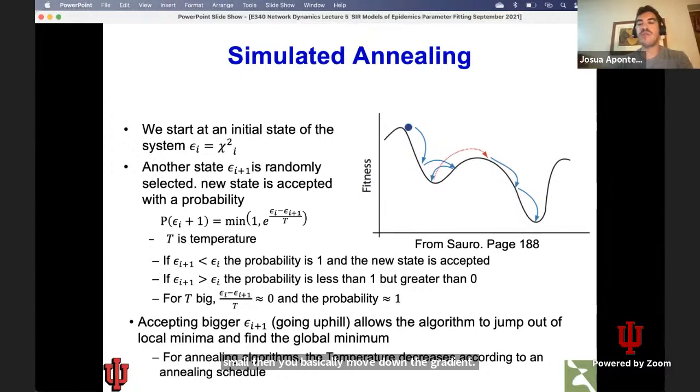For the annealing algorithm, this temperature decreases according to what is called an annealing schedule that often has to be specified by the user. And that part is important because if you do not choose the correct annealing schedule, then you're basically cooling off your system too fast and not allowing your algorithm to find the global minima. Or if you cool it off too slow, your algorithm might have convergence errors and might also get stuck at different local minimums.